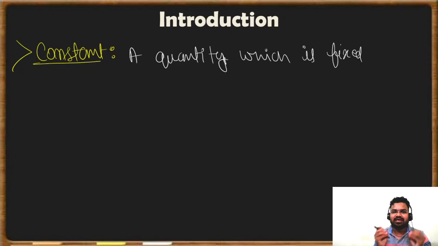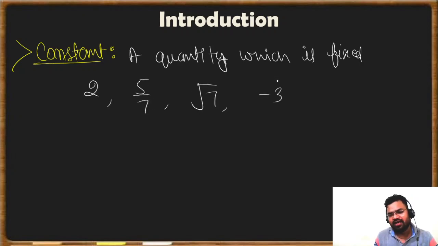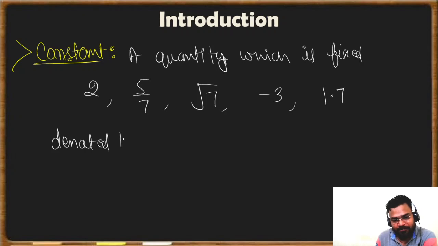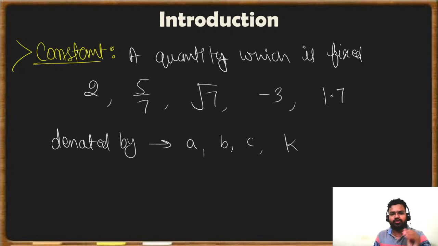What is an example? Any number you can take as an example of a constant, like 2, 2 by 3, minus 4 root 3, 5 by 7, root 7 minus 3, 1.7. All are examples of a constant. How do we denote a constant in mathematics? Generally, we denote a constant by a small letter of the English alphabet: a, b, c, k. You can use any letter, but generally we will use these letters.